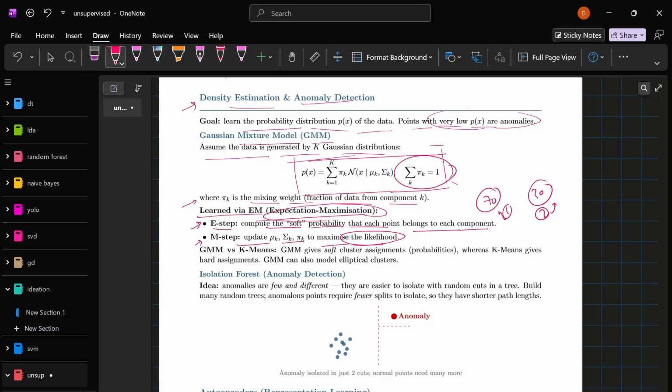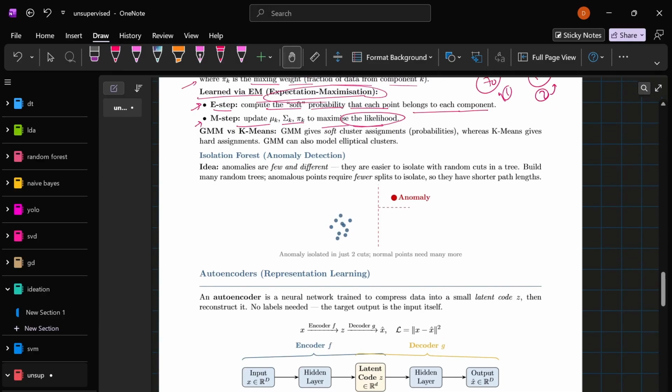Okay. The key difference from k-means: k-means gives a hard assignment, each point belonging to exactly one cluster. GMM gives a soft assignment. GMM is more flexible. It can model elliptical clusters, not just spherical structures.